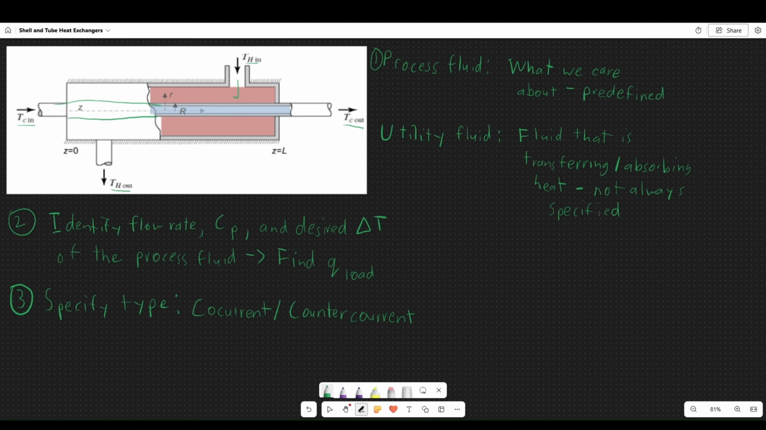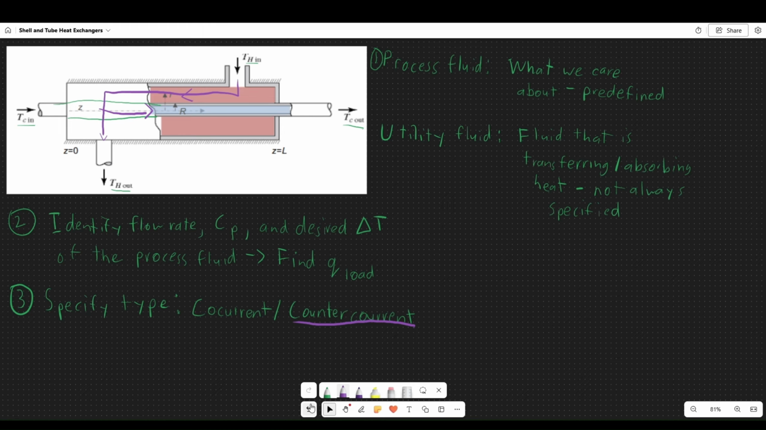So if I was to draw the flow, let me do this in a different color, it would be generally going in this form, right, in the shell, whereas we have the flow going like this. So it's kind of like opposite directions, right? Because we have the utility fluid going this way, the process fluid going this way. And so this is countercurrent. It's called countercurrent flow.